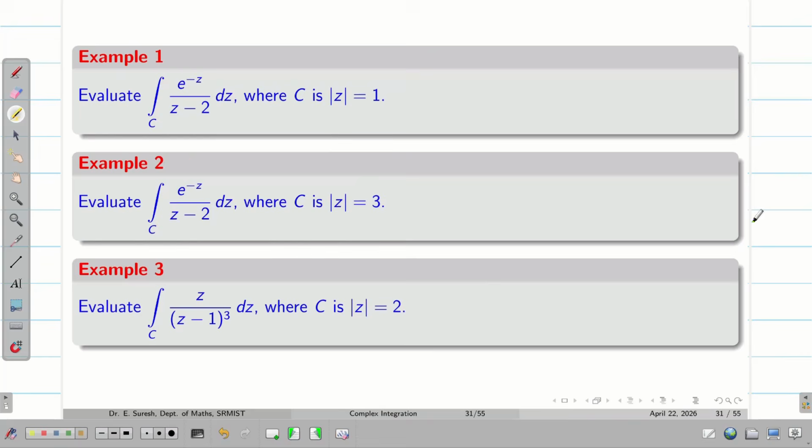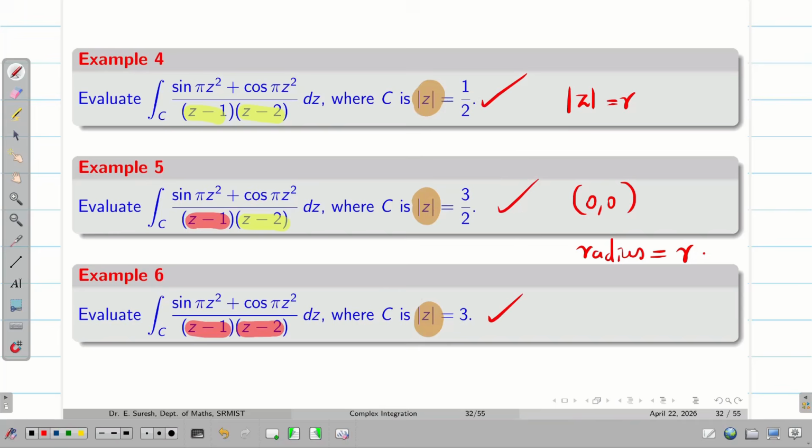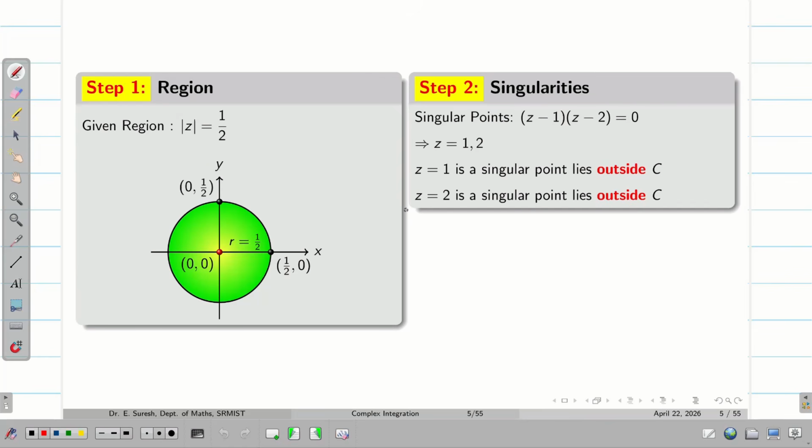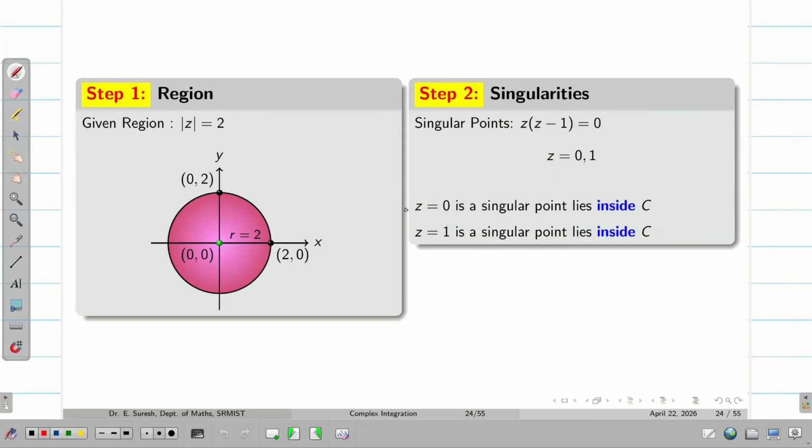In all these examples, we notice that my region is simply mod z equal to some radius r. Immediately, I can write my center as (0, 0) and the radius as the given number r, for example 1 by 2, 3 by 2, 3 etc. So we easily draw the figures. From the figures, we can easily find whether my singular points are lying inside or outside C.